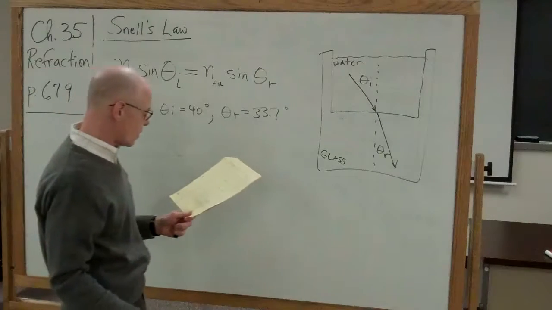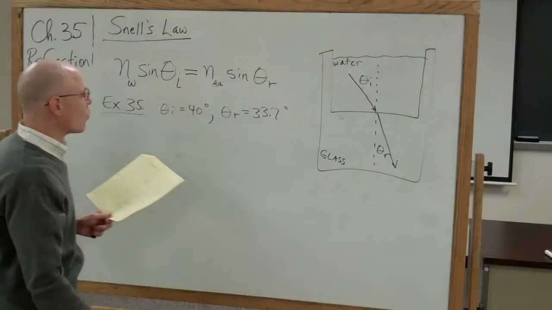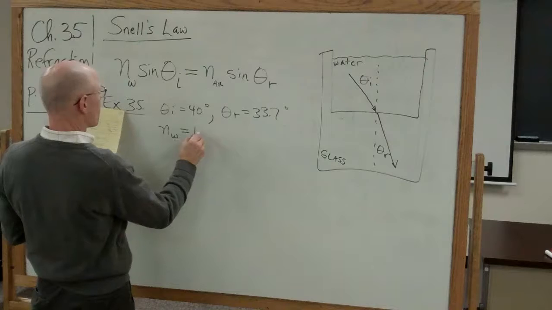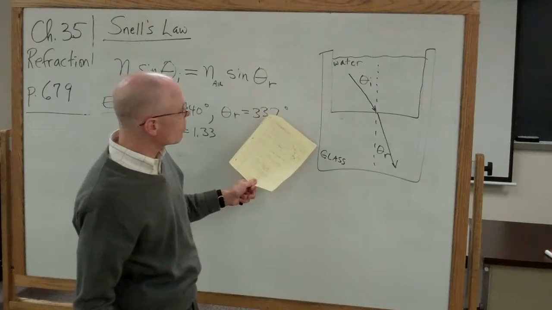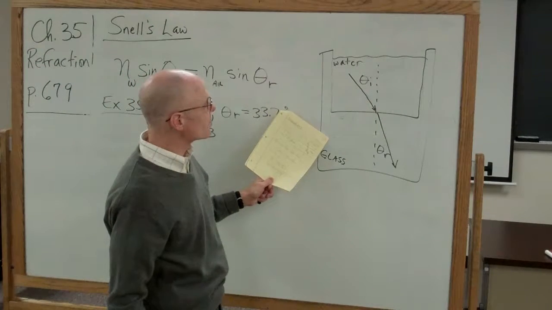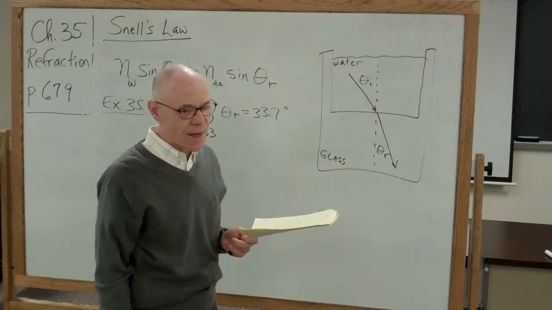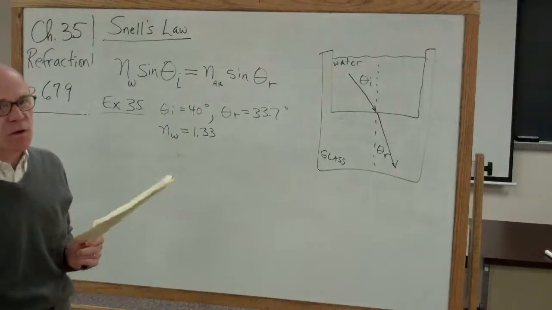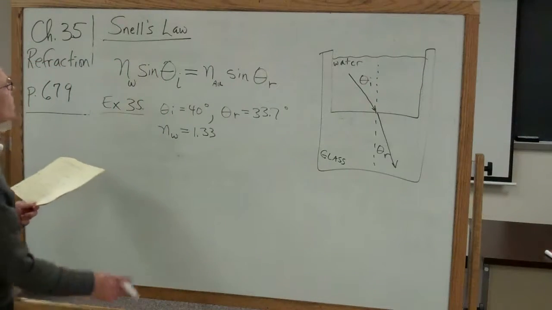We can look up the index of refraction for water from the table, and it is 1.33. Even though we know that this material is glass, there are lots and lots of different recipes for glass. All glass is not created equal. Different varieties of glass, different recipes for glass, may have different indexes of refraction. So you're just asked to solve for that here.